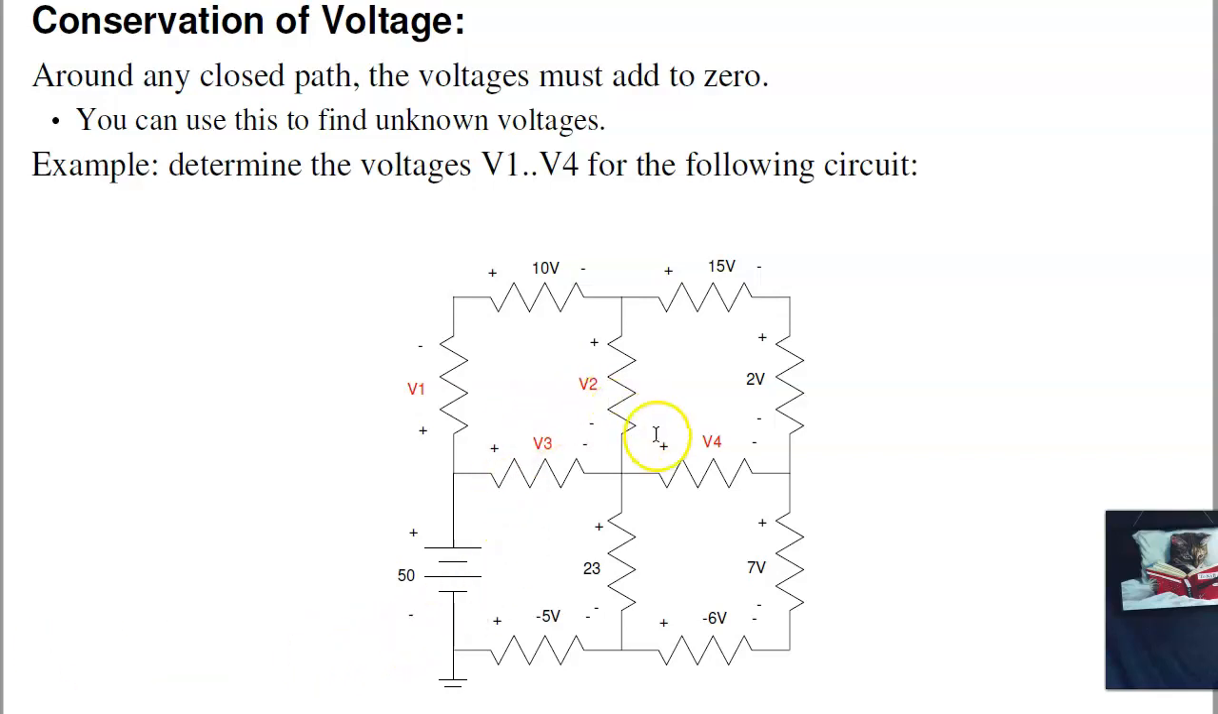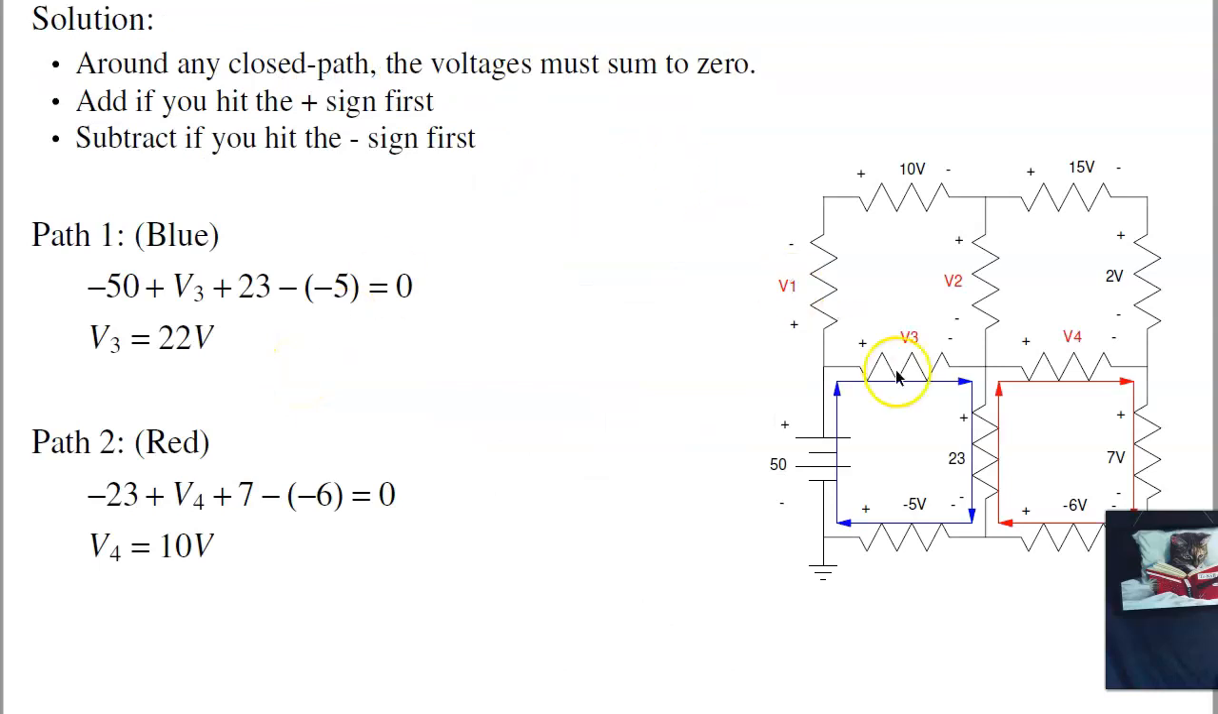For example, if I have this one, if I want to find what are the voltages V1, V2, V3, V4, the trick is to use conservation of voltage. Around any closed path, the voltages have to add to 0. So the trick is to find some path where I have one unknown. In this path right here, I've got 3 unknowns, so let's not use that path. Over here, I've got 1 unknown. So the trick is to find a path where there's 1 unknown like this one, and then sum the voltages to 0.